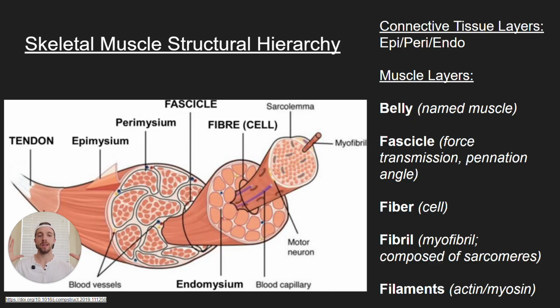these levels: the belly, the named muscle, the fascicle, okay? Then we have the fiber, which is the muscle cell. The fiber is composed of many fibrils, which is composed of filaments, okay? If you can just get that in your head, commit it to memory, it'll help a lot with some of the physiology talks that we're going to have.